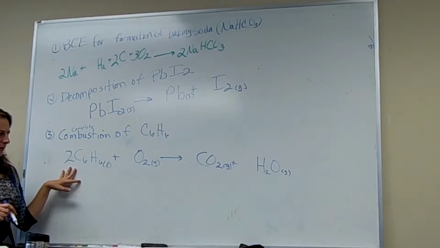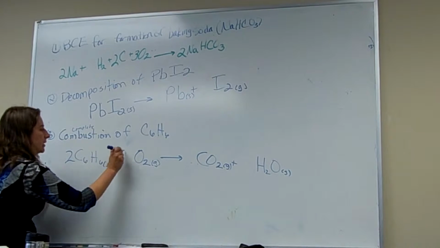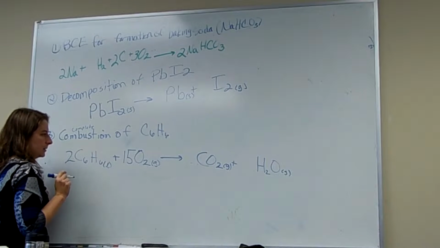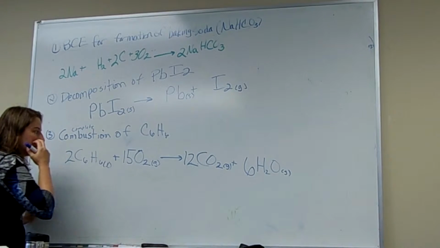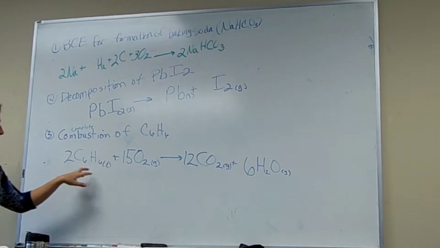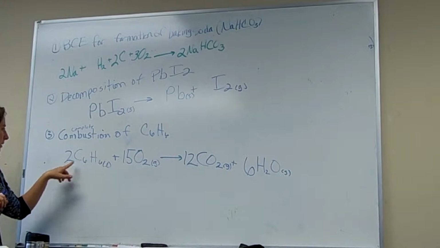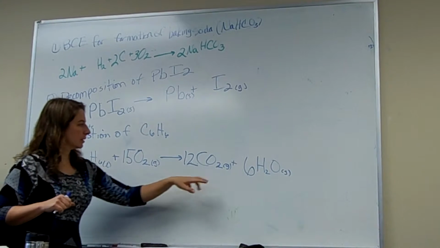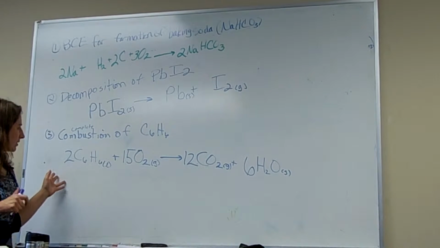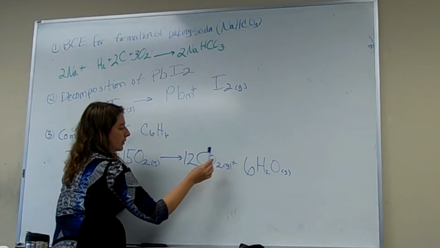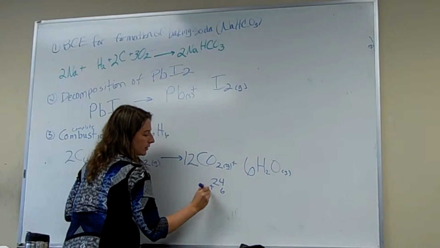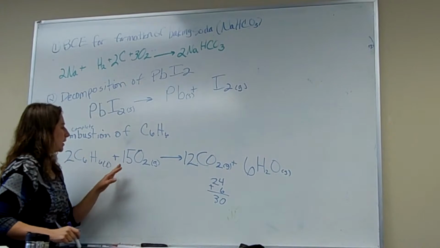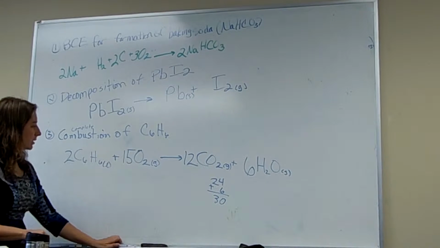Okay, now is it balanced? No, then we need 15 oxygen here, and that'll make 12 carbon dioxide and 6 H2O. Okay, so now we add up. We've got 12 carbon, 12 carbon, 12 hydrogen, 12 hydrogen, and then the oxygen is the tricky part because there's oxygen in both. So 12 times 2 is 24 here, plus 6 is 30 oxygen. And then here, 15 times 2 is 30, so that's good.